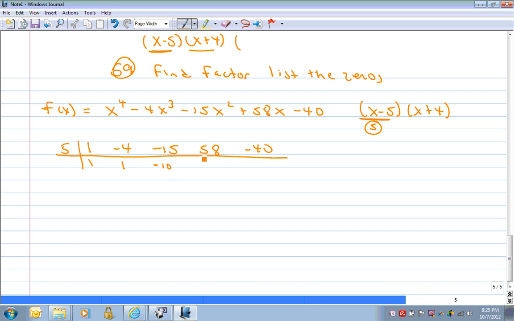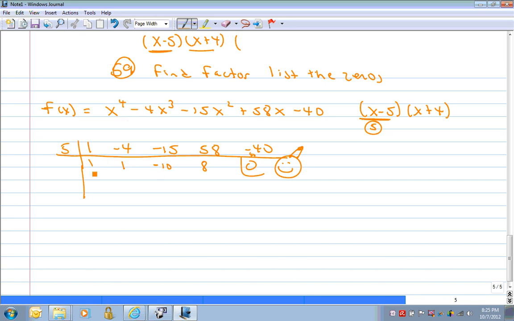5 times negative 10 is negative 50. Negative 50 and 58 would be positive 8. And 5 times 8 is 40. And 40 and negative 40 is 0. So woo-hoo, we got a 0. Now, once you get a 0 and you start synthetically dividing, you've now gone from a quartic to a quintic.